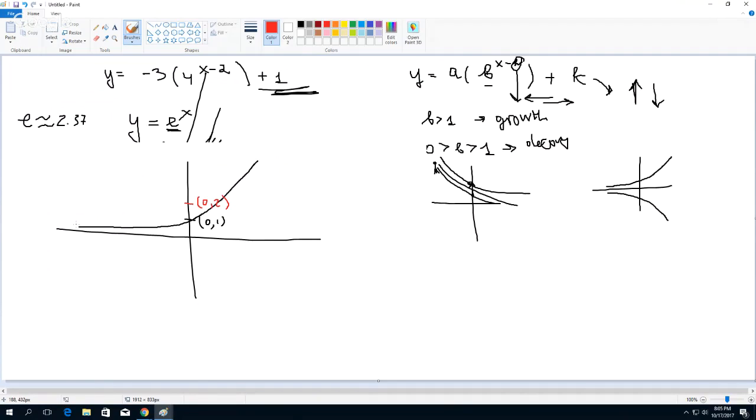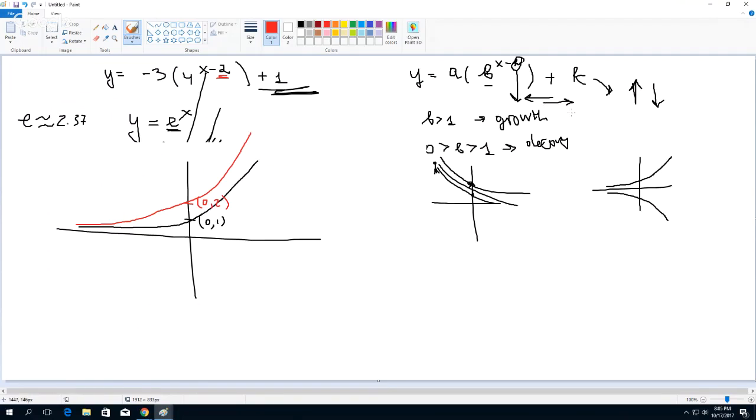Okay, so A and B are gone. That's not the one that doesn't change. Now we see here's minus two, meaning that it moves left or right. But this one is positive, so it moves to the right by two. Right two. Okay, that's what I got.